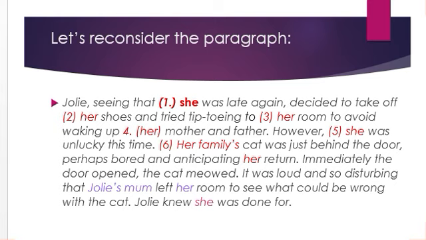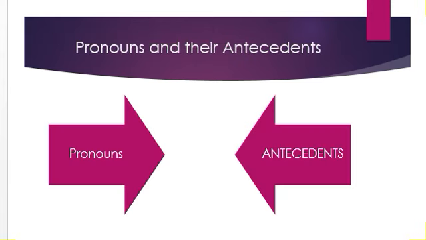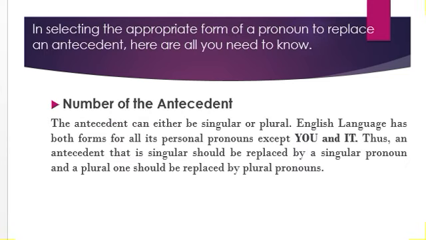So we could not go further in the last video, so we are going to do that very quickly now. What are the parameters we consider before choosing the appropriate form of pronoun to replace an antecedent? Let's see. In selecting the appropriate form of a pronoun to replace an antecedent, here are all you need to know. Number 1, number of the antecedent. You must consider the number of the antecedent.